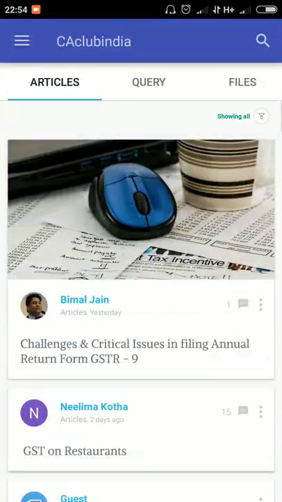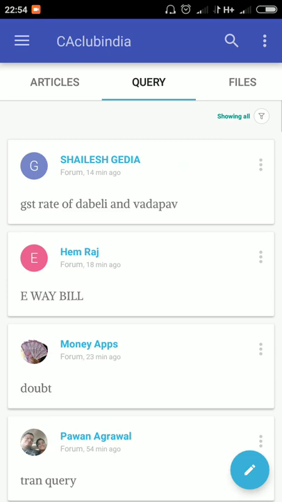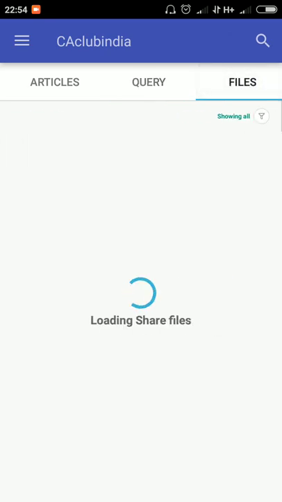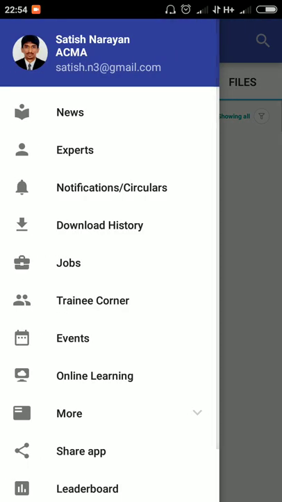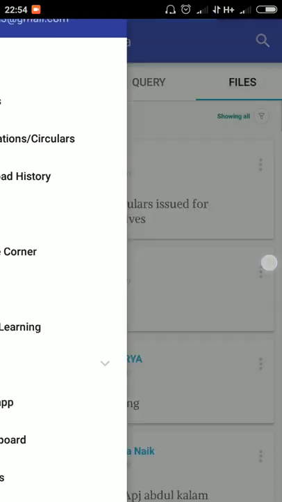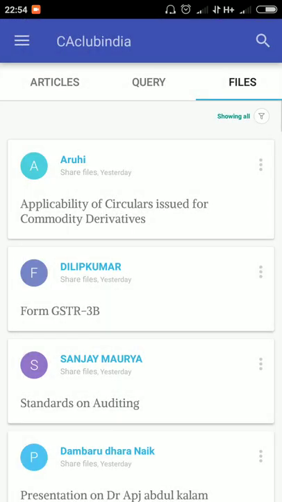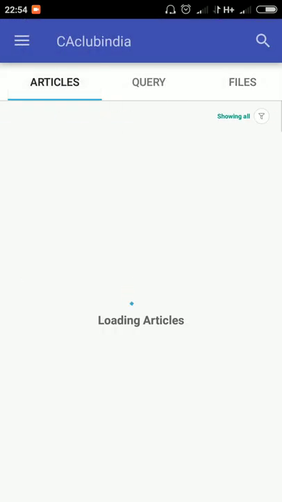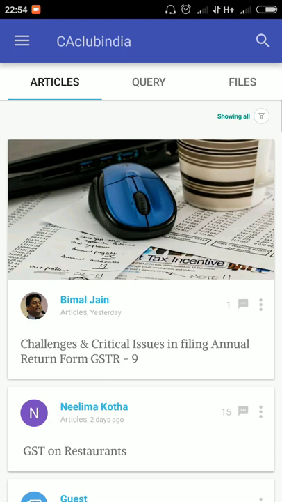to the tax laws and some of the queries you can ask here. In case you want some downloads related to any of the topics, you can download them in the file section. You also have the jobs, you have trainee corner, you have online learning also, which you can use if something is required for you. So in case you want some details related to tax and laws, you can use this.